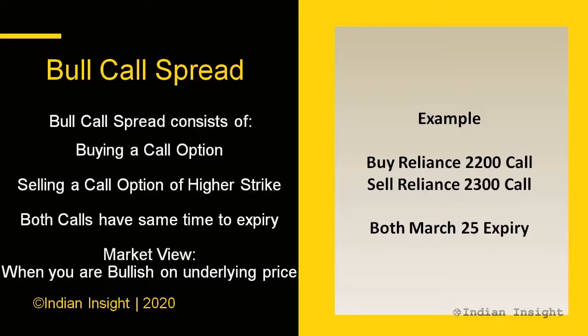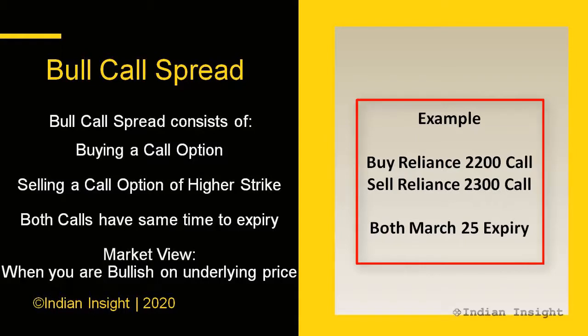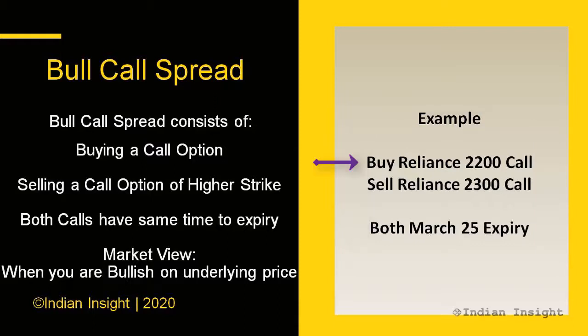First, let's start with the bull call spread. This spread involves buying a call option and selling a call option of higher strike. For example, on the right, you see we bought the Reliance call of 2200 strike and sold the Reliance call of 2300 strike. Both these options have the same time to expiry because they both expire on 25th March. One leg of this strategy involves a long call position, while the other leg has a short call position. By taking these two trades simultaneously, we create what we call a bull call spread. You can buy this spread when you have a bullish outlook on the price of the underlying security.